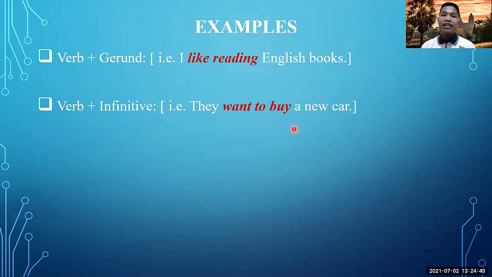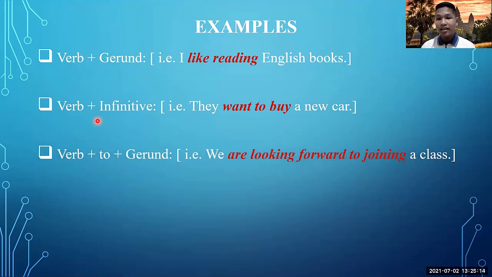Or we can say I decided to buy a new car. So decide to buy is a verb pattern. Decide is a verb, and to buy is the infinitive. So together it is called verb pattern, which is the second form. The third one, verb plus to plus gerund. As we can see, we are looking forward to joining a class.